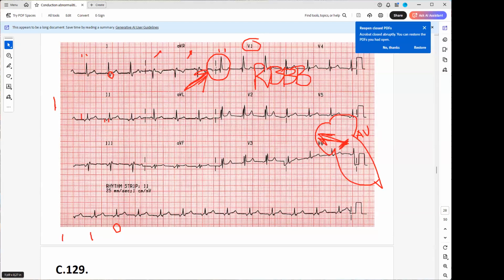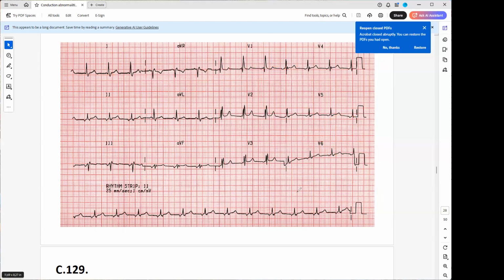Because that side activated later, the right side. The left side activation is okay, normal.